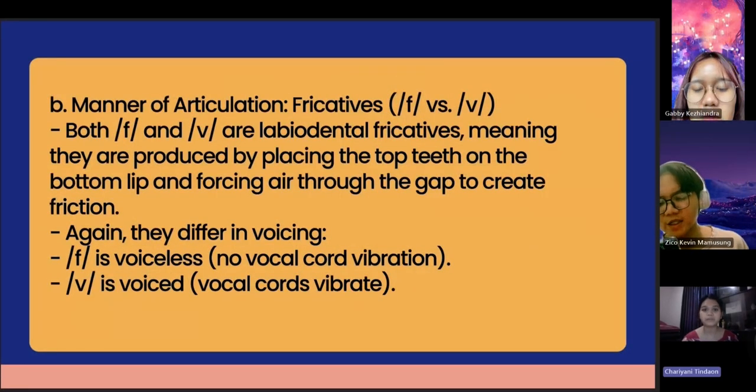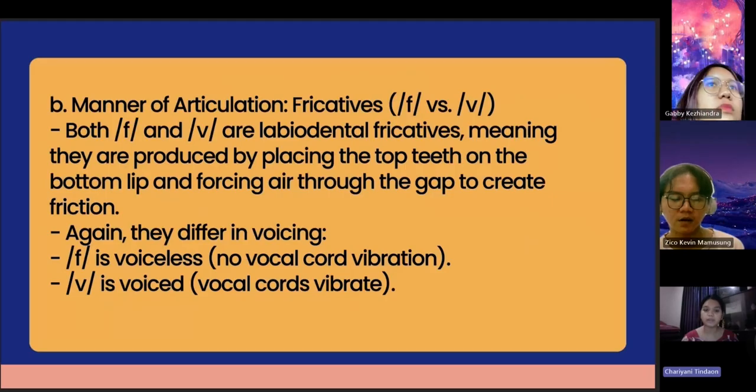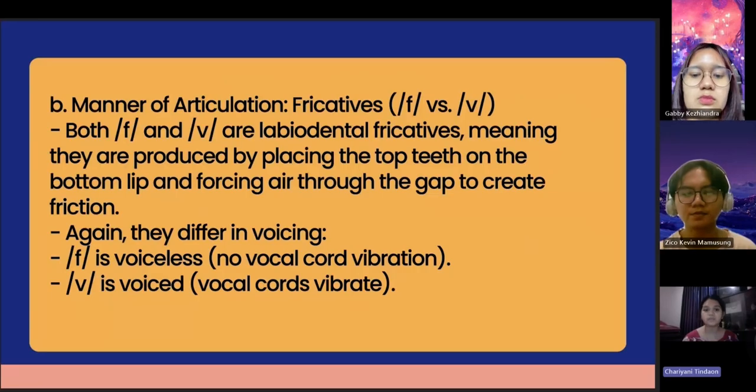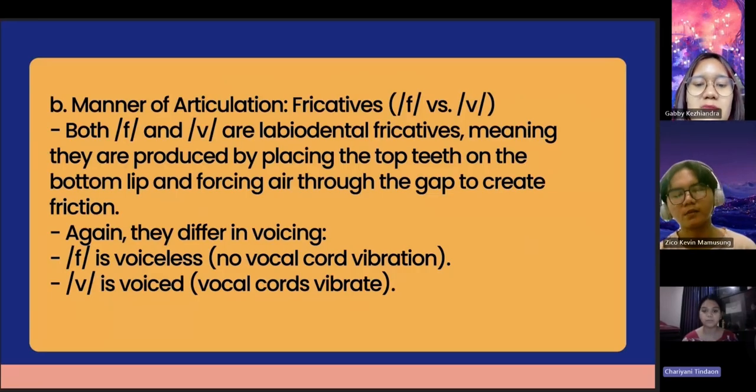Second, manner of articulation: fricatives, F versus V. Both F and V are labiodental fricatives, meaning they are produced by placing the top teeth on the bottom lip and forcing air through the gap to create friction. Again, they differ in voicing. F is voiceless, no vocal cord vibration, and V is voiced, vocal cords vibrate.